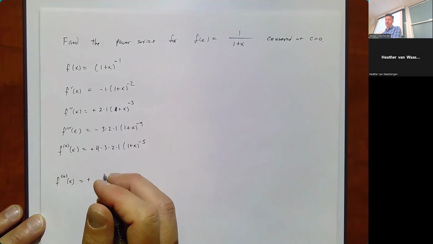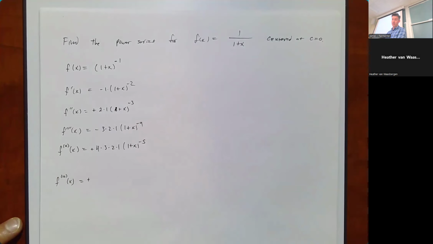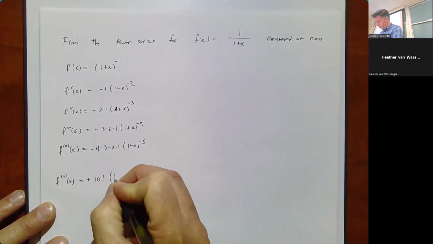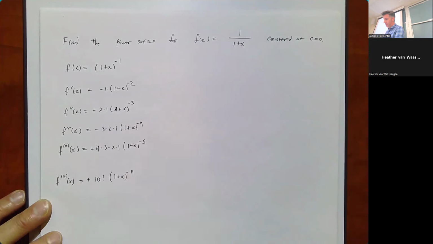You know what I should say? Sorry, not 10 times 4. 10 times 9 times 8 times 7 times 6 times 5 times 4 times 3 times 2 times 1. Instead of writing all that, I should just write 10 factorial. And that's going to be times 1 plus x to the negative 11.